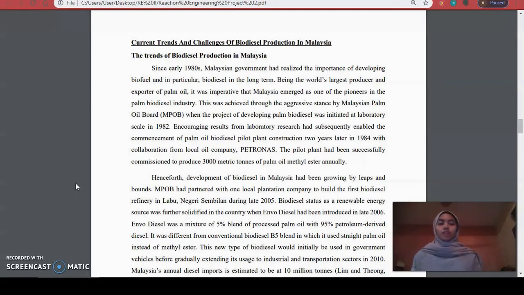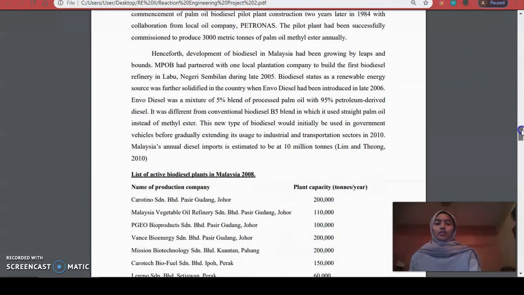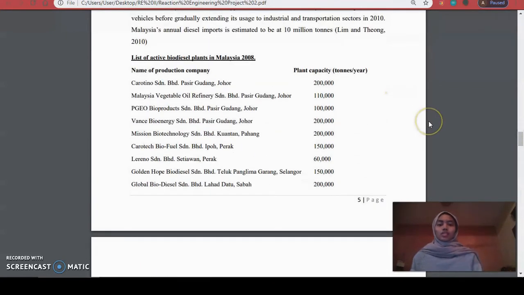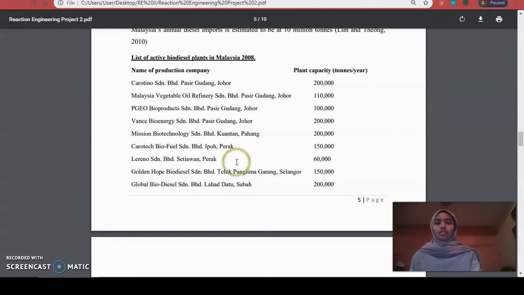Hence, the development of biodiesel in Malaysia had been growing, and MPOB had partnered with a local plantation company to build the first biodiesel refinery in Labu, Negeri Sembilan, in late 2005. According to the Malaysian Biodiesel Association, there are 10 active biodiesel plants in the country with a total annual biodiesel installed capacity of 1.2 million tons. Here is the list of active biodiesel plants in Malaysia in 2008.